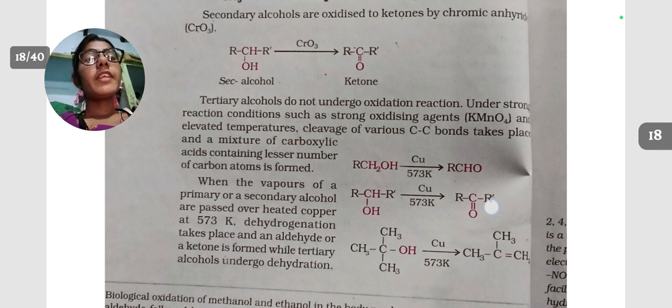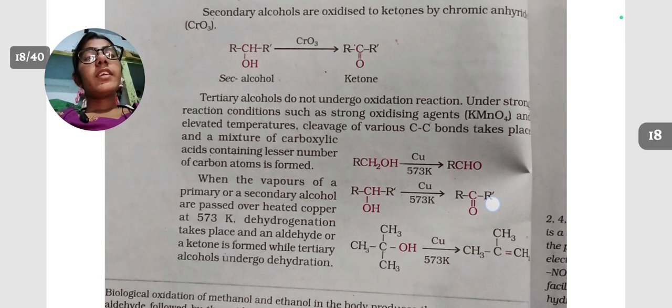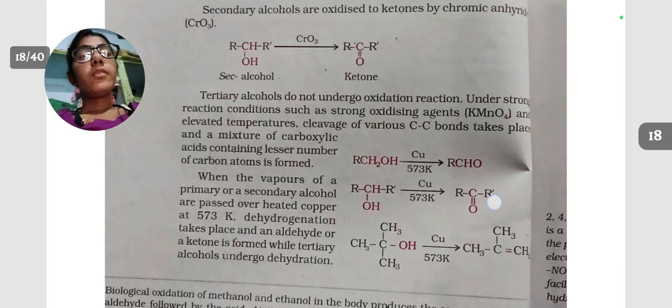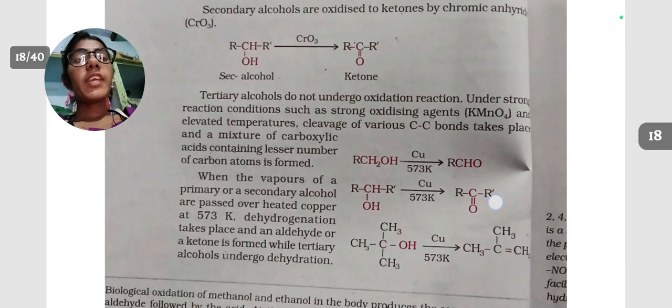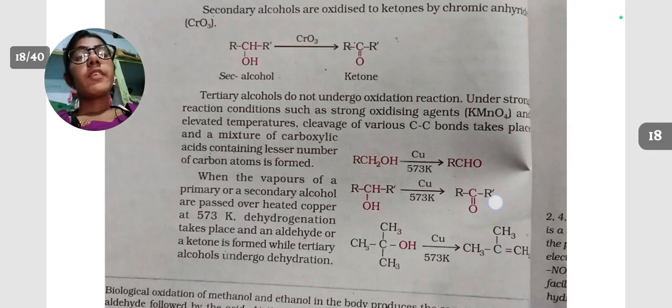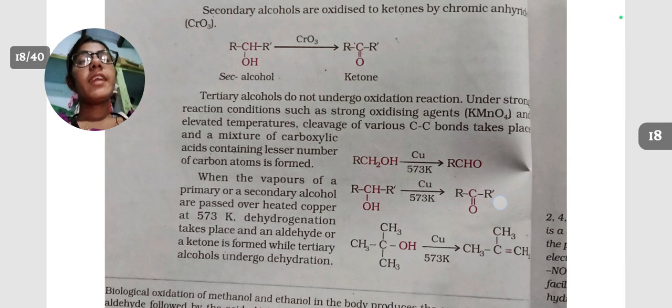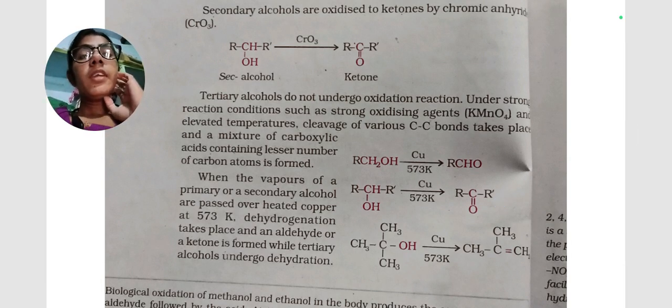cleavage of the various C-C bonds takes place and a mixture of carboxylic acids containing lesser numbers of carbon atoms is formed. When the vapors of a primary or secondary alcohol are passed over heated copper at 573 Kelvin, dehydrogenation will take place and an aldehyde or ketone is formed, while tertiary alcohols undergo dehydration.